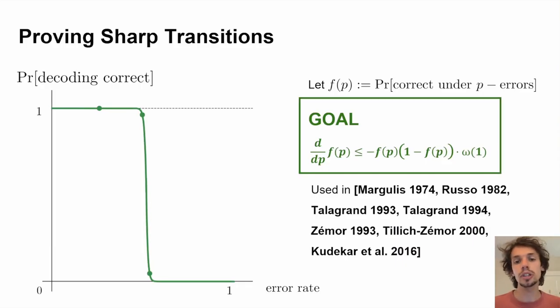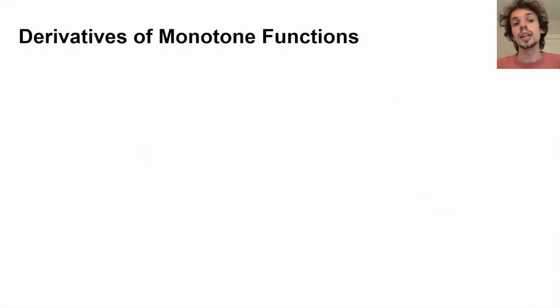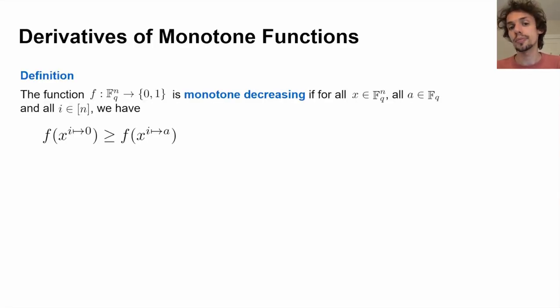As long as we can prove an inequality like this for this specific function f of p, then we'll have shown theorem 2, and as we've seen, theorem 2 implies theorem 1. Now, in order to prove the inequality that we saw on the last slide, we'll first need to do a little detour and talk about derivatives of monotone functions.